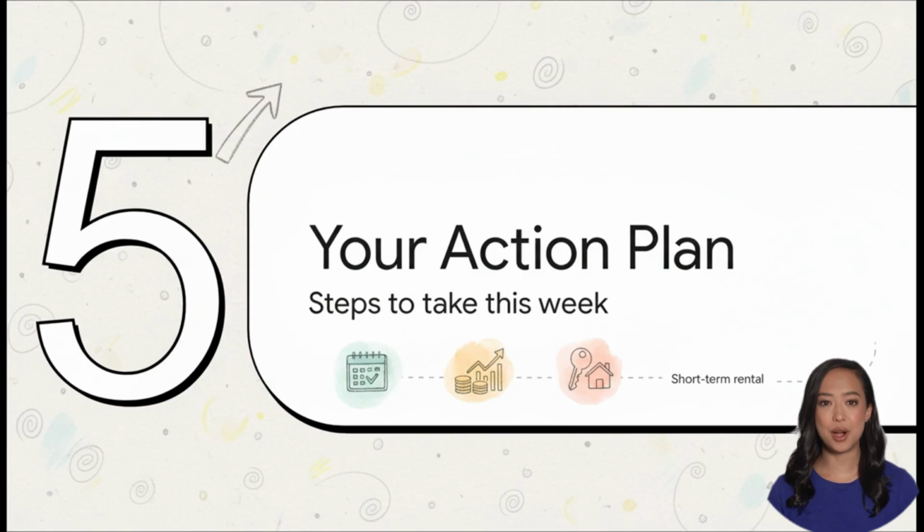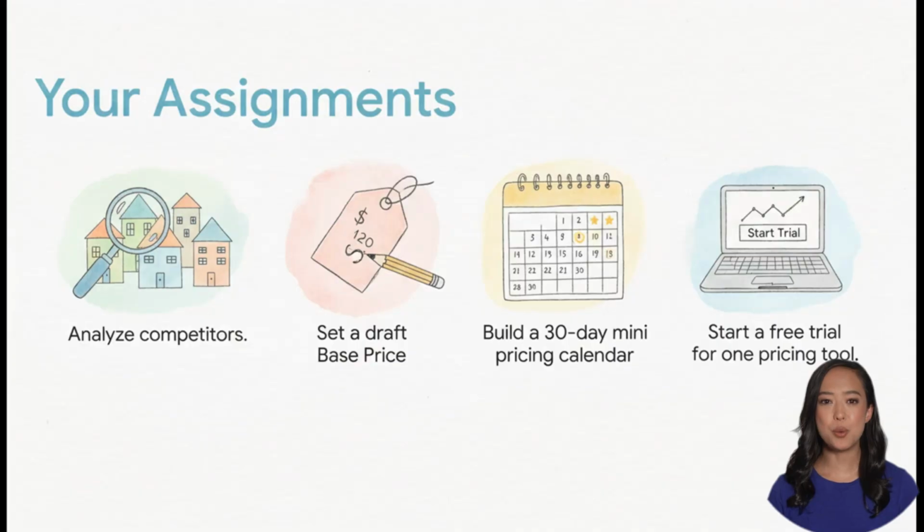All right, we've covered the why. We've covered the how. Now it's time to actually do it. Let's move from learning to action. Here is your personal plan with a few clear steps you can take this week. Here's your homework. Don't worry, it's the good kind. First, go find 5 of your true competitors. Not just random listings, but ones that are really like yours, and study what they're doing. Second, based on that, set a draft base price for your place. Third, sketch out a 30-day calendar and mark the weekends and any local events coming up. And finally, just for fun, start a free trial for one of these pricing tools and see what it suggests.